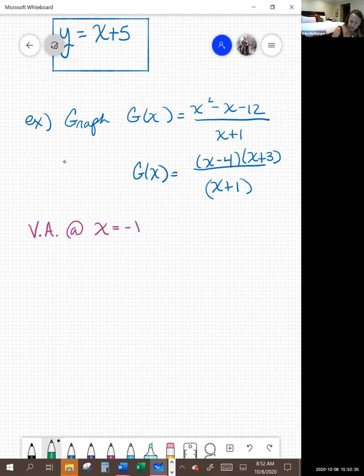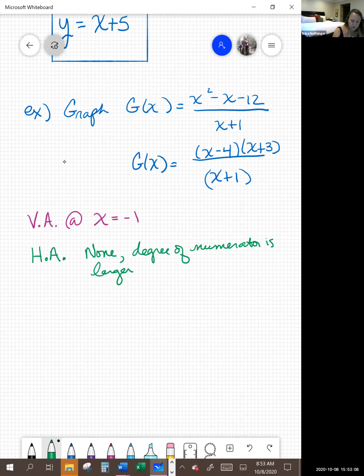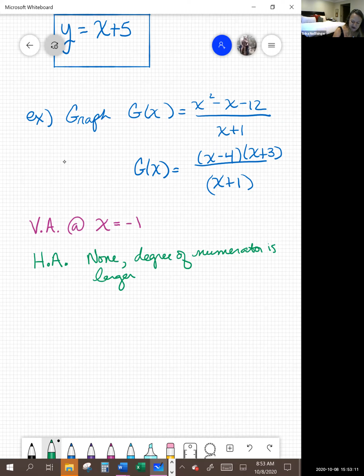Horizontal asymptote. Well, looking at the degrees, the degree of the numerator is larger, so there's none. And then slant asymptote, if the degree of the numerator is just one more than the degree of the denominator, which it is, there is one. So for the slant asymptote, we're going to need to do long division.